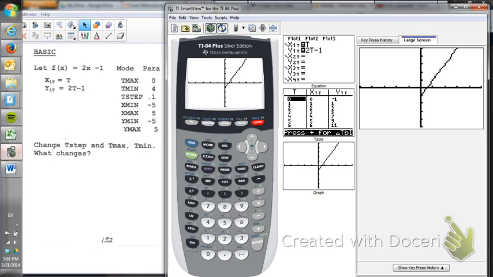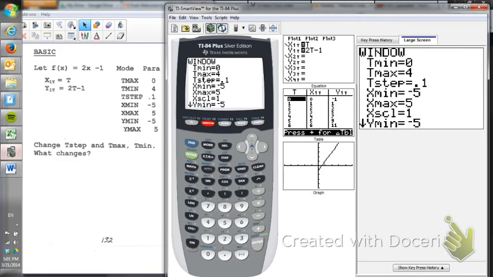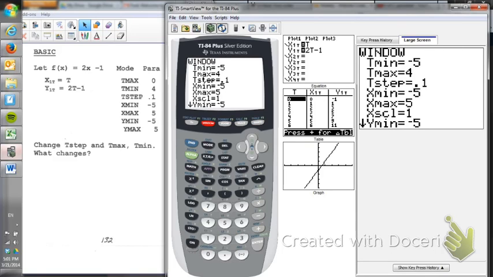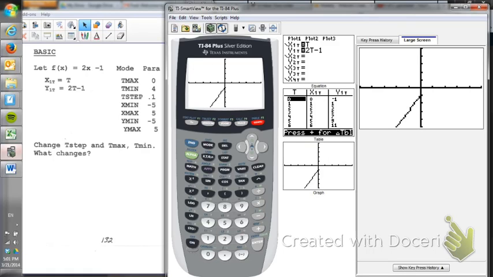Alright, so now what it wants to see is what happens when I change my t min, my t max, and my t step. So let's change a couple of these. Let's change our t min to -5. And when we do that, now I can see more of my graph. Now let's change our t max to 0. Now I see less of my graph.